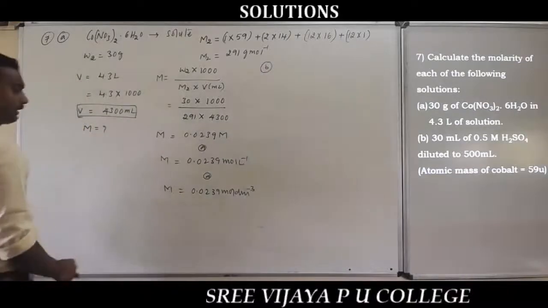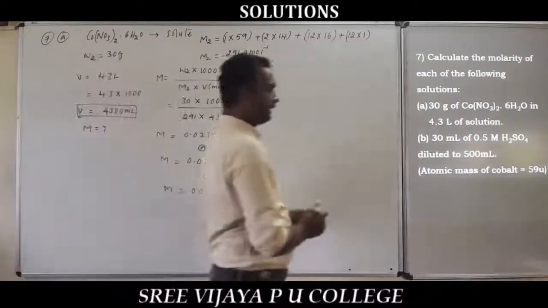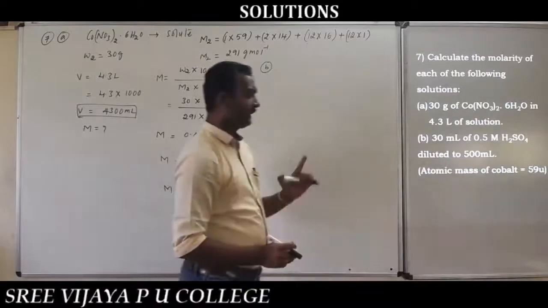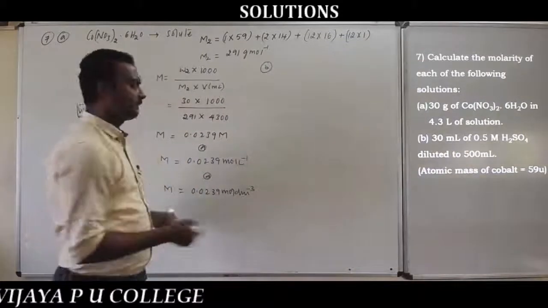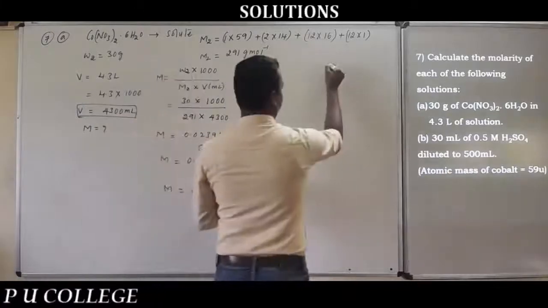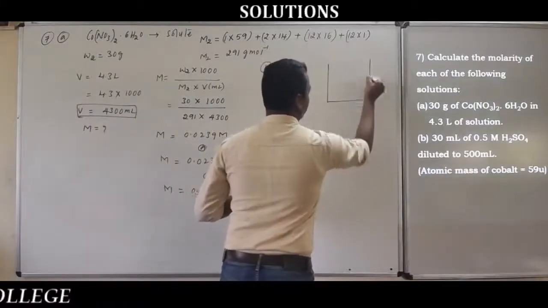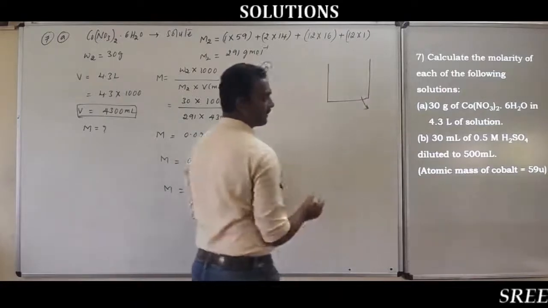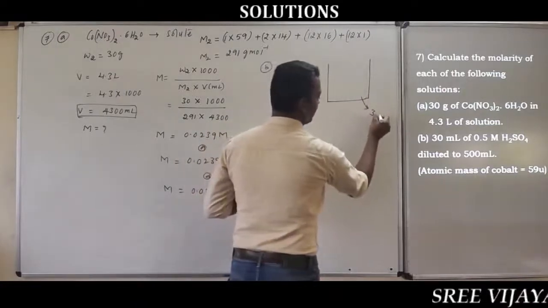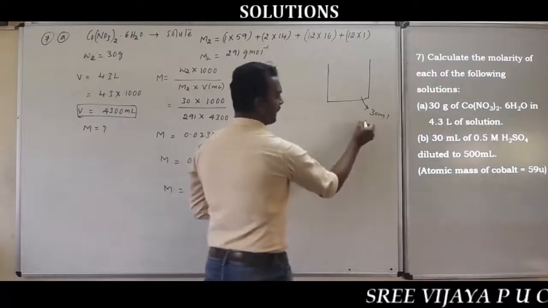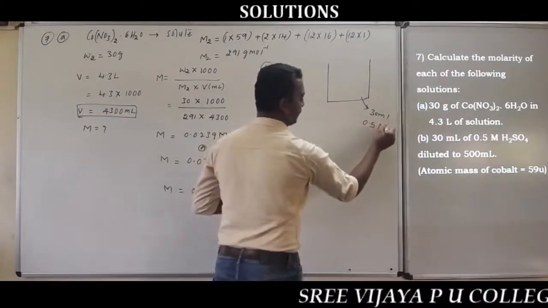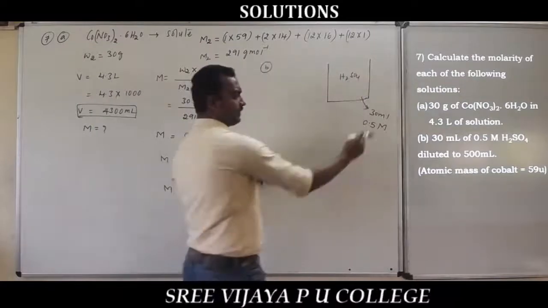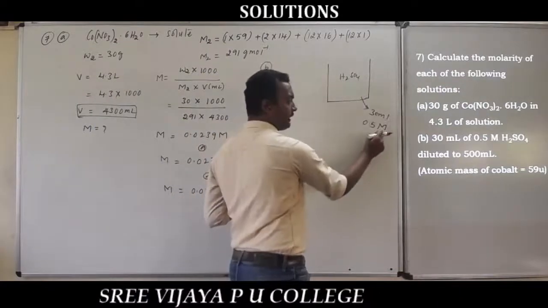So what is B here? Here also we can calculate the molarity, that is 30 ml of 0.5 molar sulfuric acid diluted to 500 ml. Just take a simple diagram. In the B cup, initially there is 30 ml of sulfuric acid. That molarity is 0.5 molar. This is the sulfuric acid solution. So initially it is 30 ml, and it is 0.5 molar.